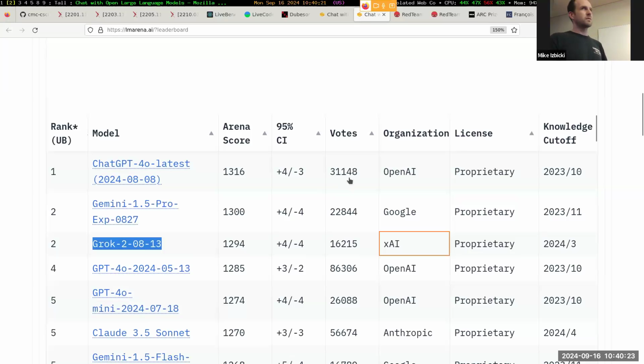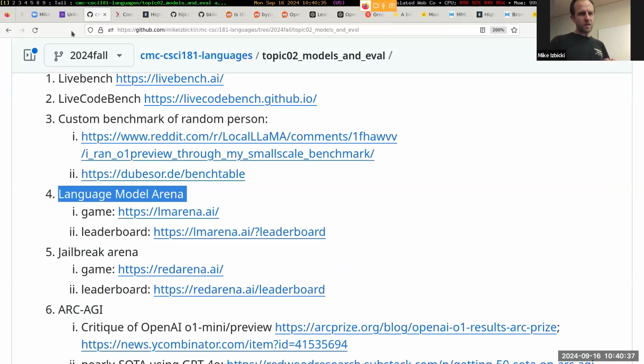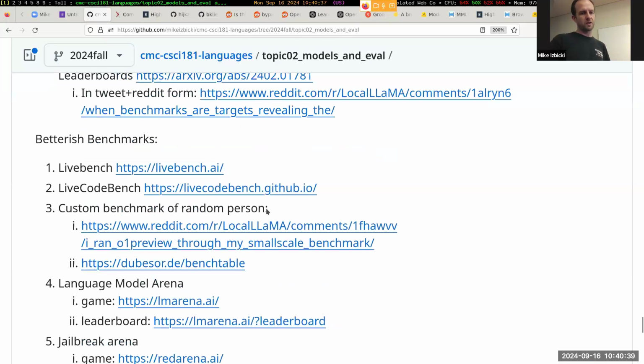Any questions about this? Yeah. Why do you think these are better? The question is why I feel like they're better. Yeah, so it's a good question. Why do I call these ones betterish benchmarks?